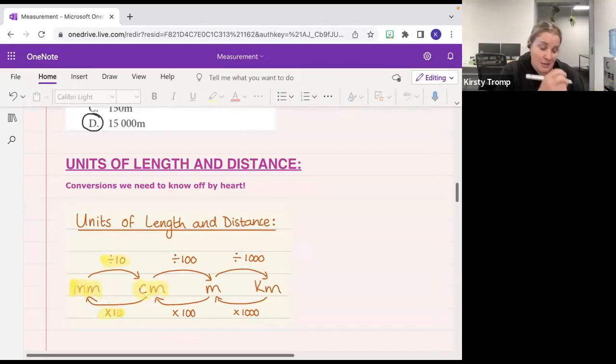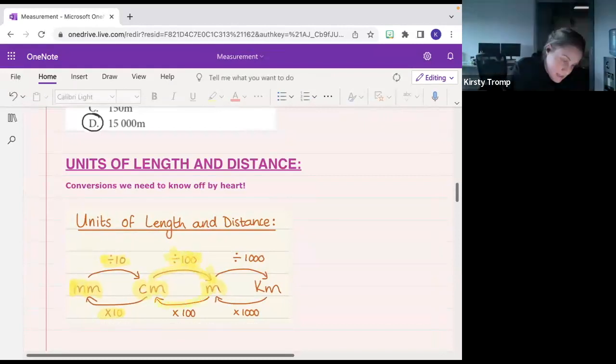To get from centimeters to meters, what do I need to do? Centimeters to meters, I need to divide by 100. And to do the opposite, to get from meters to centimeters, I need to times by 100.